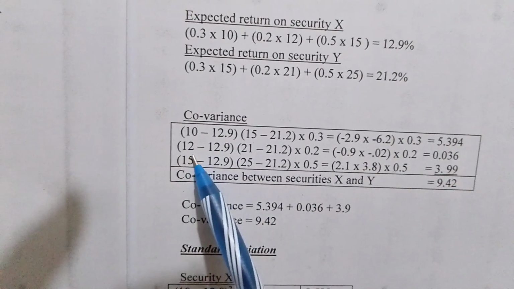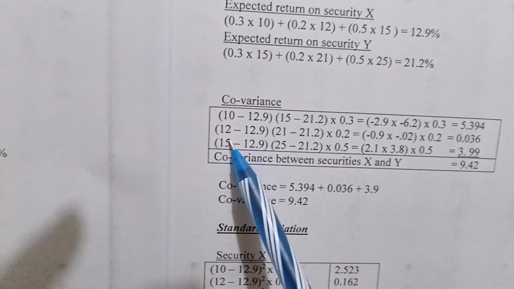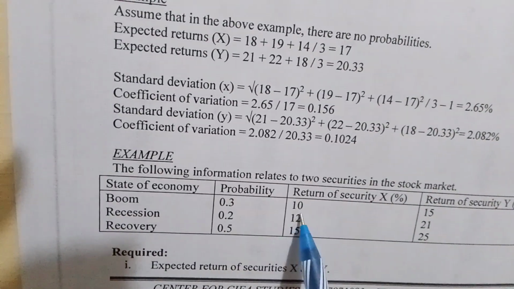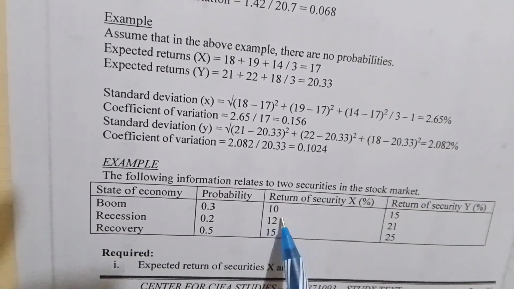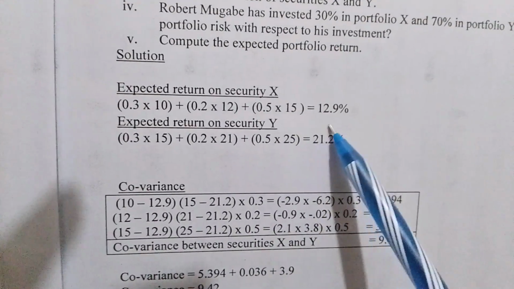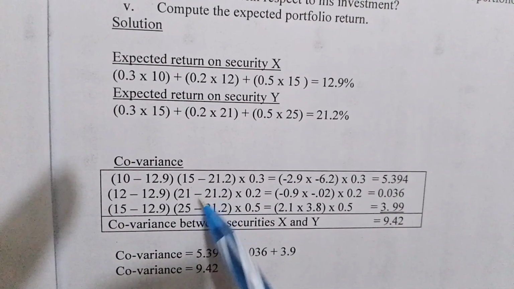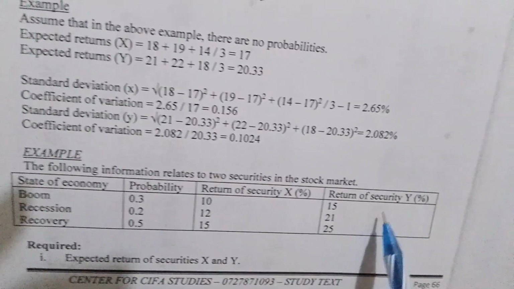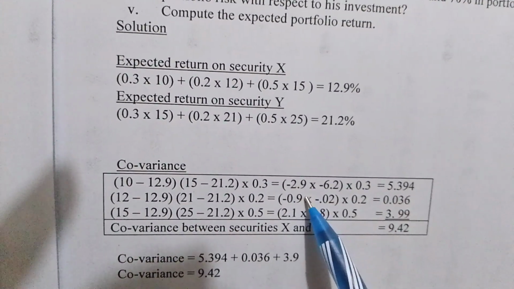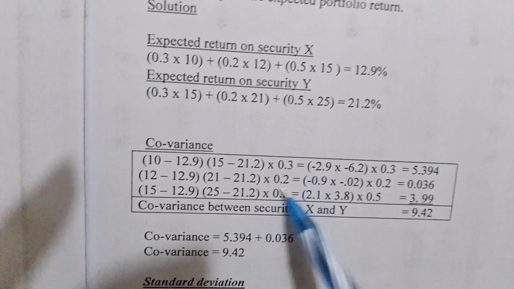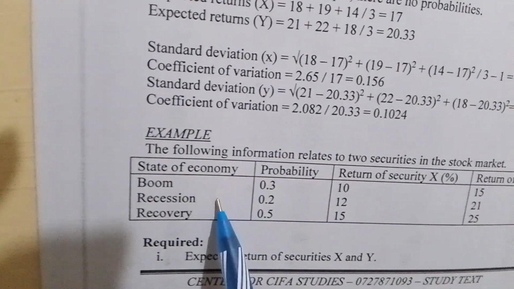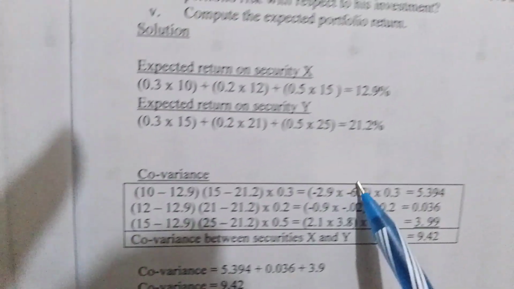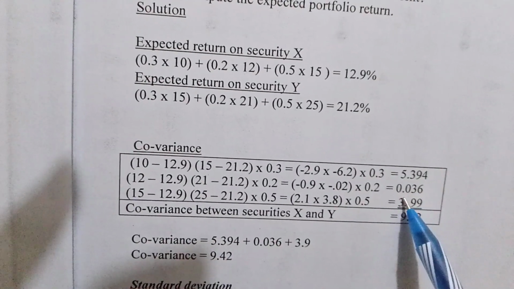Then for recession, you take 12 minus 12.9. That is this one here. 12 for recession, return of security X, 12 minus 12.9, the 12.9 which you have calculated here. Then close the brackets. Then you take 21 for Y, return for Y. 21 minus 21.2 times the probability at recession, 0.2. And then what you get, if you work out that, is 0.036.